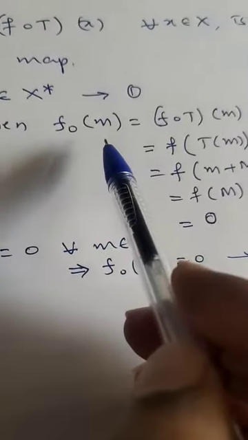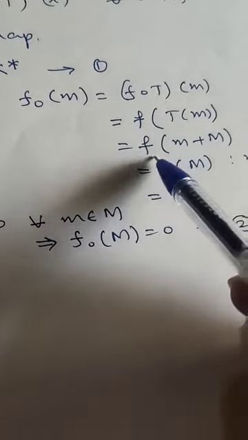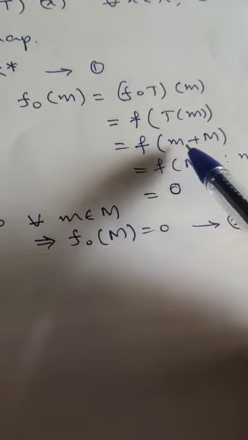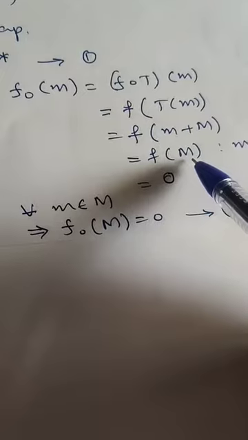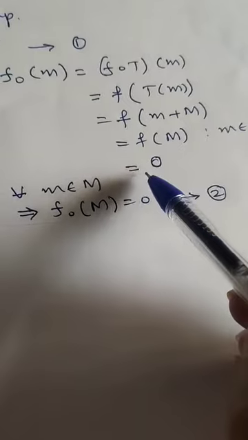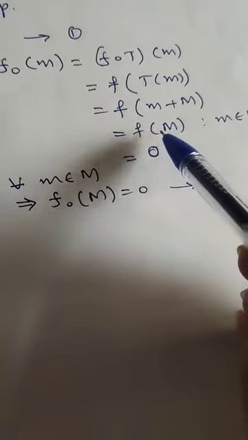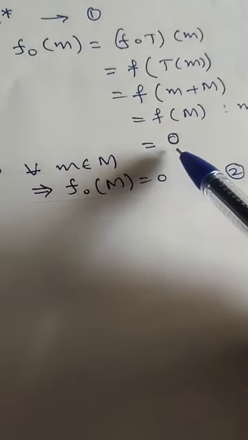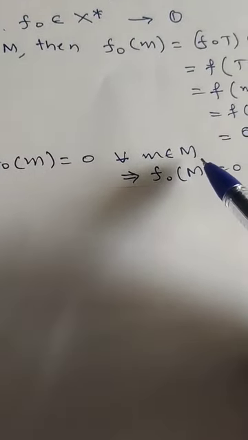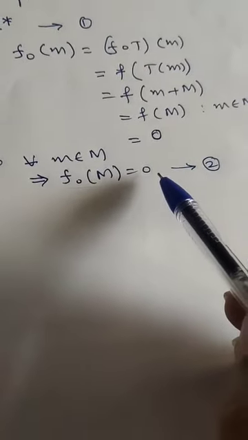Next, if m belongs to M, then what will happen? f naught of m is equal to f of T of m. T of m is what? m plus M. Now since m belongs to M, m plus M is M itself, which is the 0 element of X by M. The image of a 0 element is 0, therefore f naught of m is 0. Thus f naught of m is equal to 0 for every m belongs to M. You call this number 2.